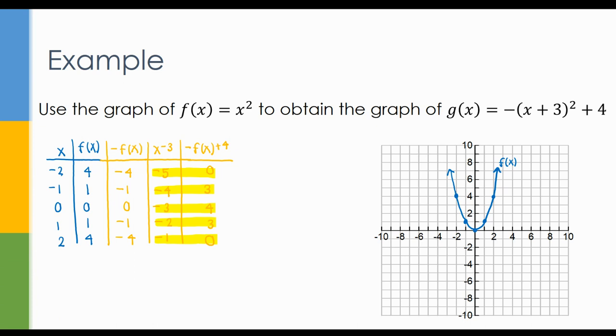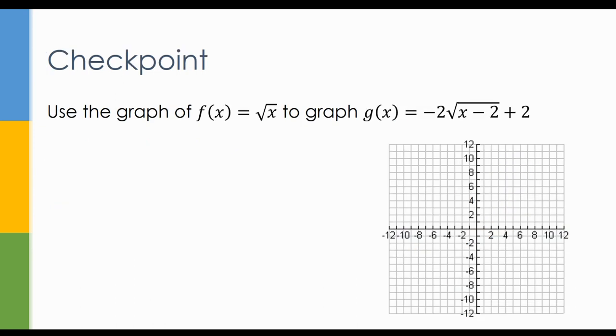Should look like a U. It should be upside down because we have that reflection. So negative 5, 0. We've got negative 4, 3. Negative 3, 4. We got negative 2, 3. And negative 1, 0. So here's my parabola. And it's my g of x function. So there's my two graphs.